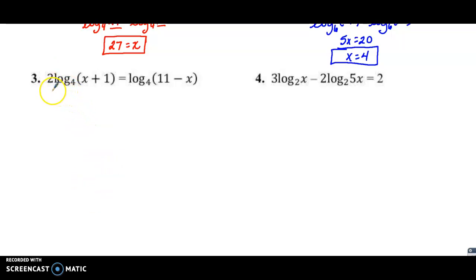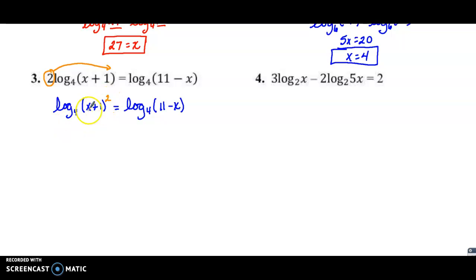All right. So same thing with number 3. Notice I have a 2 in front. So that 2 is going to move up and it's going to become part of my exponent. So I would have log base 4 of x plus 1 squared. Sorry, I meant to write the squared in orange for you to see that for my visual people. Equals log base 4 of 11 minus x. They're equal, so I know these are going to be equal to each other.